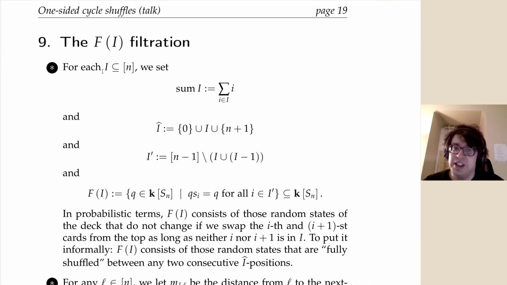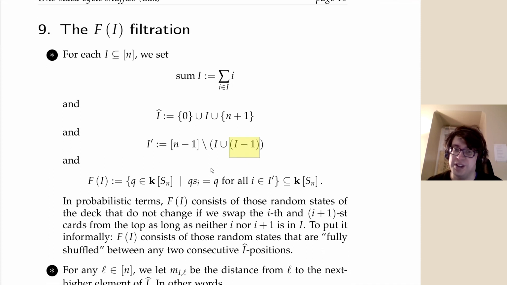So first of all, I will define some structures for every subset of bracket n, not just for Laconer subsets, but for all subsets. The sum of a subset I is just the sum of its elements. I hat is I, but united with 0 and n plus 1. I prime is bracket n minus 1 without I union I minus 1. So these are the elements of bracket n minus 1 which are not in I, but also the next integer is not in I. So I plus 1 is also not in I.